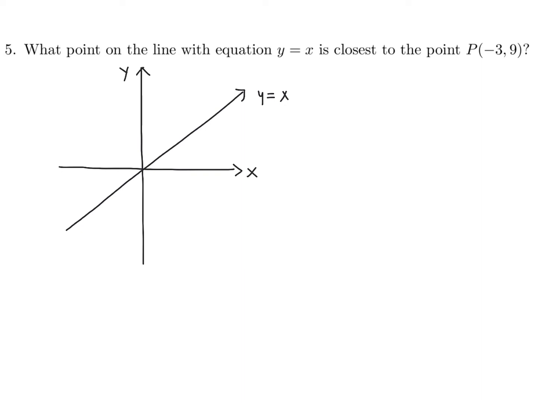And then what do they want? The point closest to minus 3, 9. If this is, say, minus 3, then approximately 9 is up here somewhere. So this is my point, minus 3, 9, and they're calling that P. And they want the point on the line that's closest to that. The closest distance is a straight line that's perpendicular, like that. So they essentially want you to figure out this point right there.